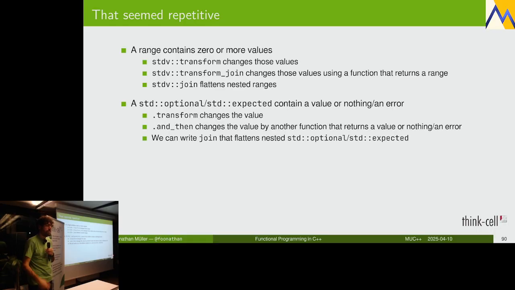We've seen optional and expected. They contain a value or nothing. We can call transform to change that value. We can call and then to change the value in some other way that induces failure. And we could write the join functions that flatten them.